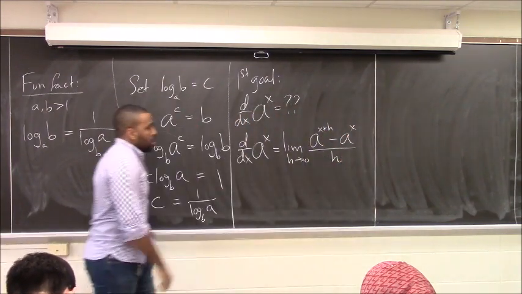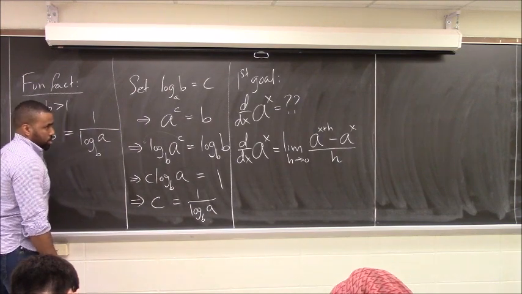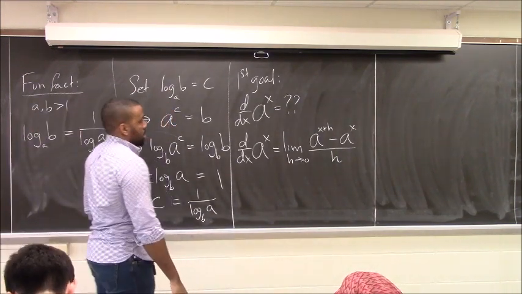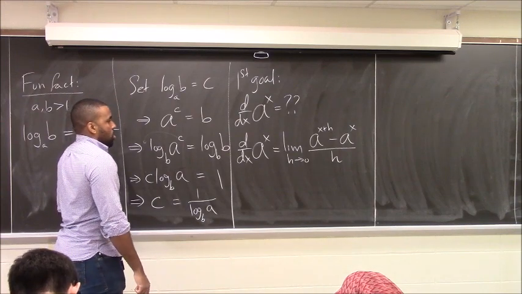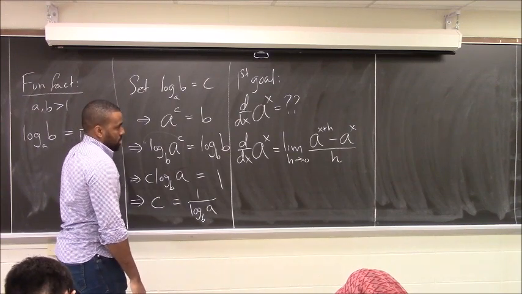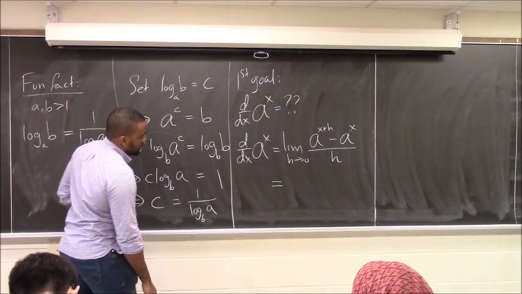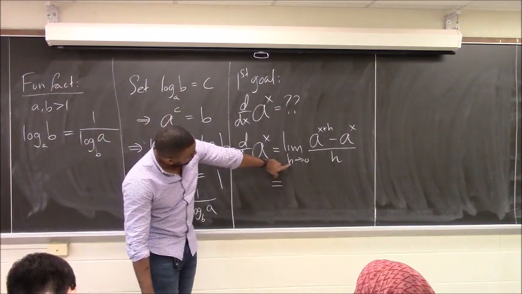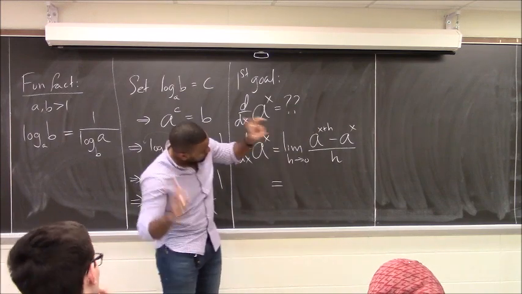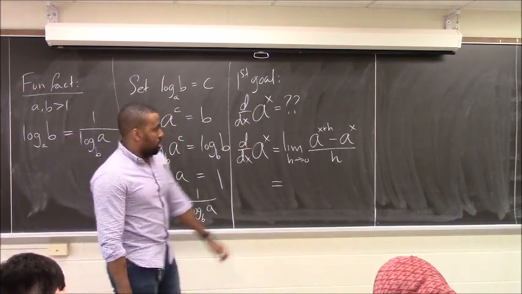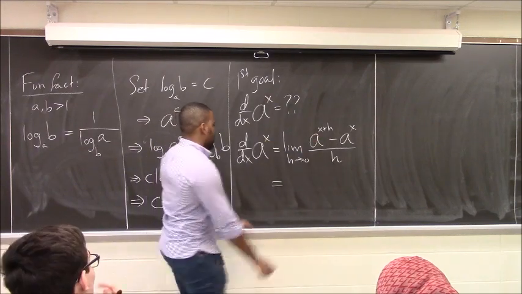By plugging that into the formula, the limit as h approaches 0 of f of x plus h minus f of x over h, that will give us that guy. We know that constants can be factored outside of limits, and if the limit is dealing with the h, that means I can think of an x as a constant as far as the limit is concerned. So there's a common term of a to the x that I can factor out here.